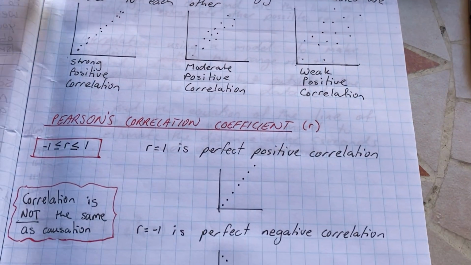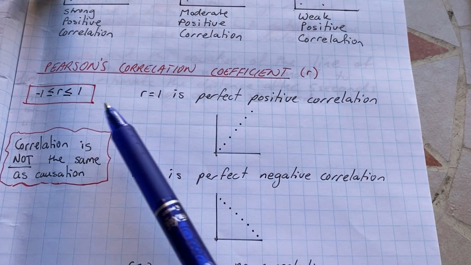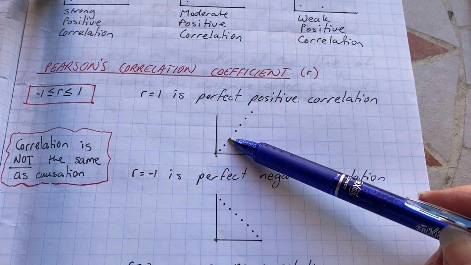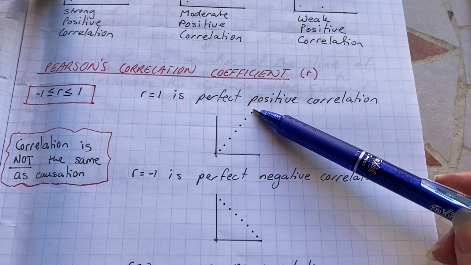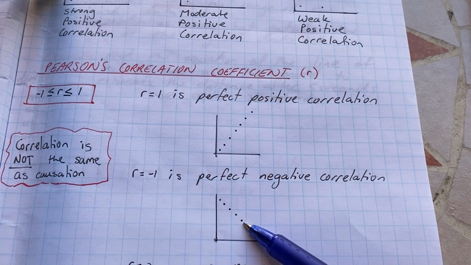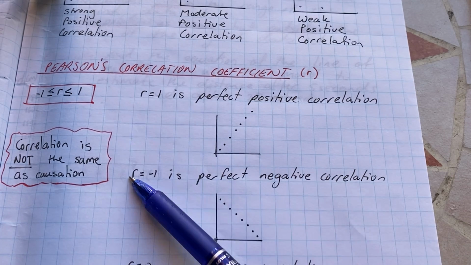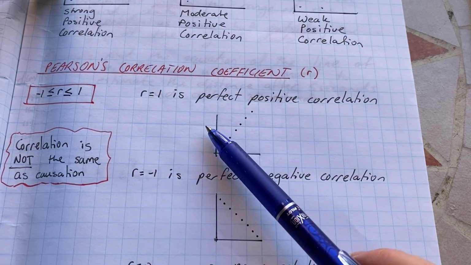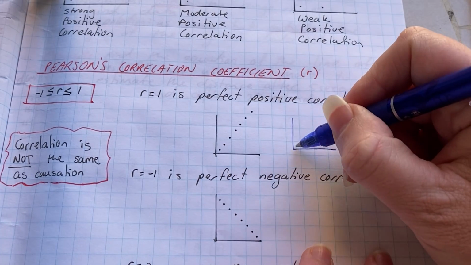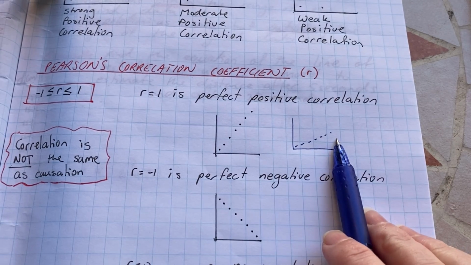There's a thing called the Pearson's correlation coefficient, and we use the letter R for that. R is always between -1 and 1. So if you've got a perfectly straight line like this, then R would equal 1. If you've got a perfectly negative line, it equals -1. Now be careful, it's not the gradient, because the scale on these axes could be anything. This line could look like that, it would still have R equals 1.